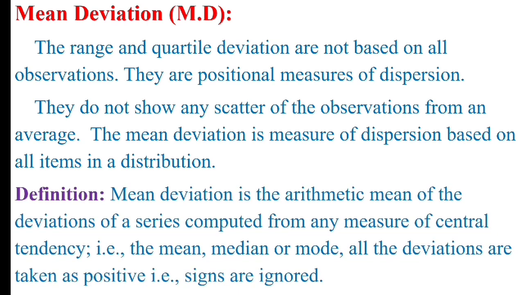Now the definition says it is the arithmetic average of the deviations of a series, computed from any measure of central tendency, that is mean, median or mode. All the deviations are taken as positive, that is, the sign is ignored. Suppose you get a negative sign, you can consider it as positive.